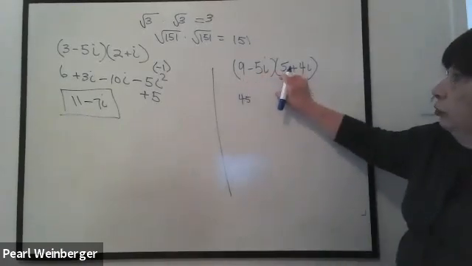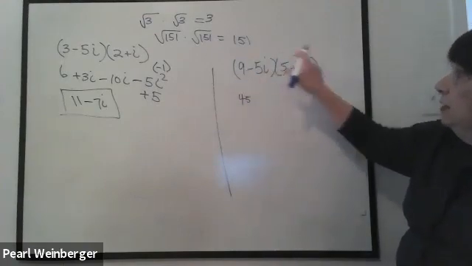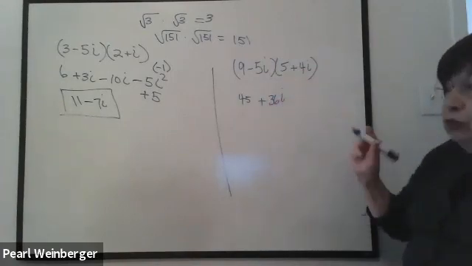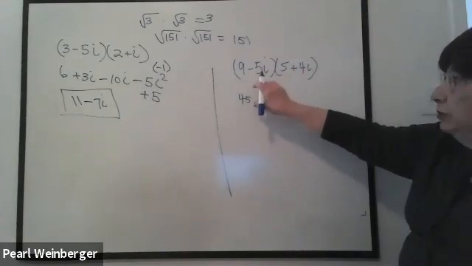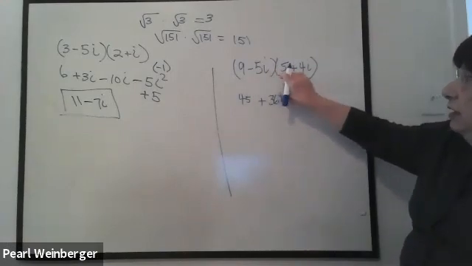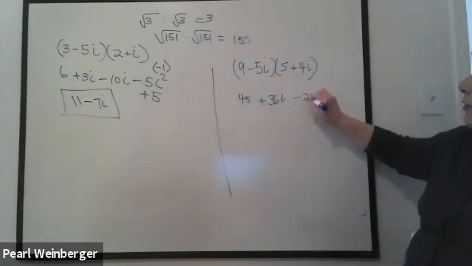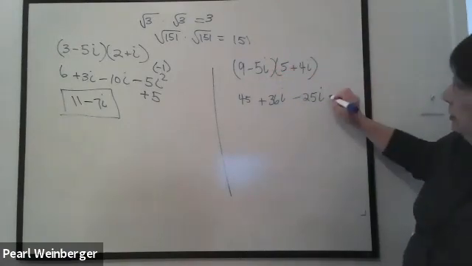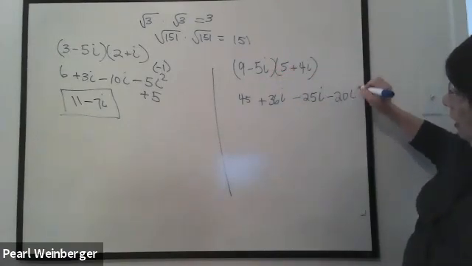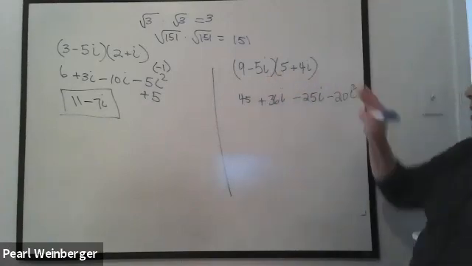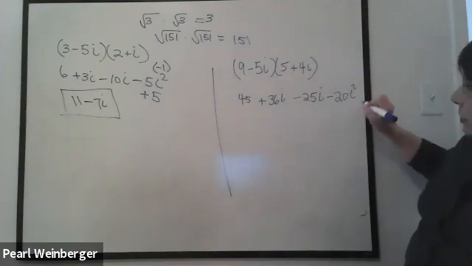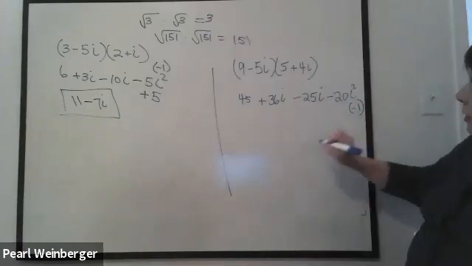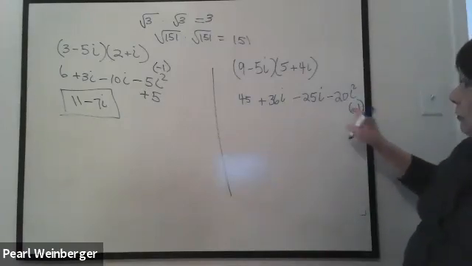We have 9 times 5 is 45, that's first. Then we have outer. 9 times 4i is 36i. Notice this is like regular algebra multiplication of binomials. Inner, negative 5i times 5 is minus 25i. And last is negative 5i times 4i, which is negative 20i squared. Don't forget, when you have an i times an i, you get an i squared. And the only thing that's different than regular algebra is this i squared, I know I replace with a negative 1. So this negative 20 times negative 1, you're multiplying.